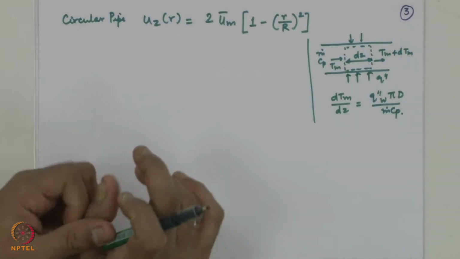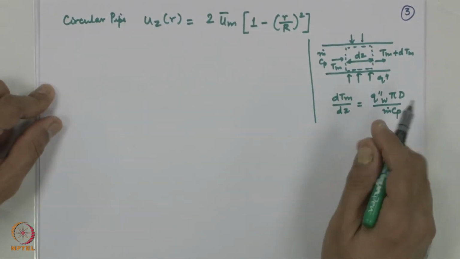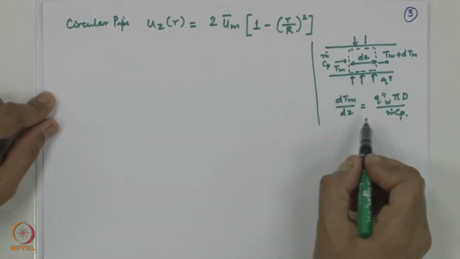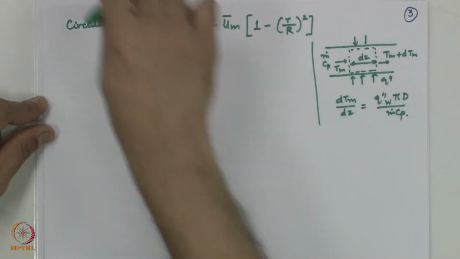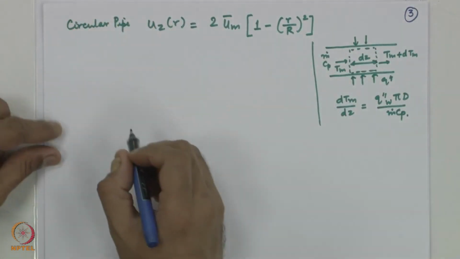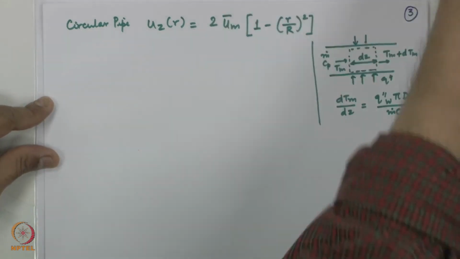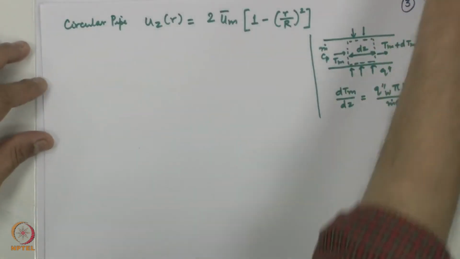Now, I am going to keep this in mind, but I cannot use this kind of energy balance. Remember that the temperature is going to change because of the viscous dissipation. So, this kind of energy balance becomes a little meaningless. Now, I have u_z with respect to r, I need du_z by dr. So, let me evaluate that.